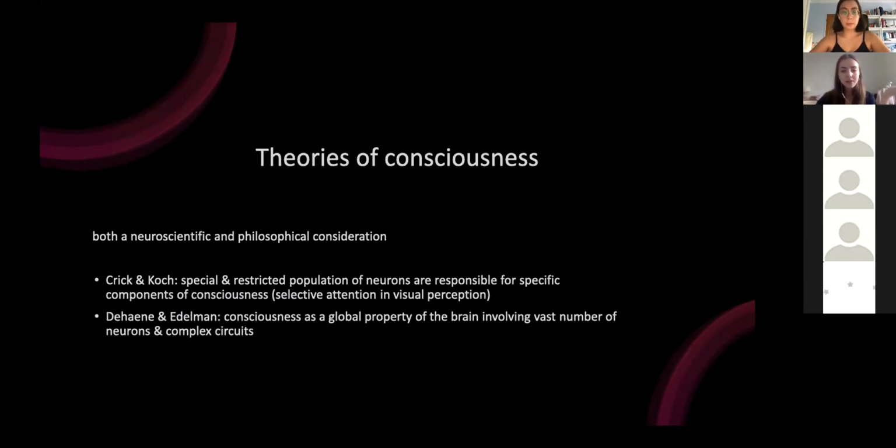And then there's the other direction of scientists such as Dehaene and Edelman, who have proposed that consciousness is more of a global property of the brain, where there's a big number of neurons at play, where it's really the feedback, feed-forward connections and complex circuits that make up this stream of consciousness.